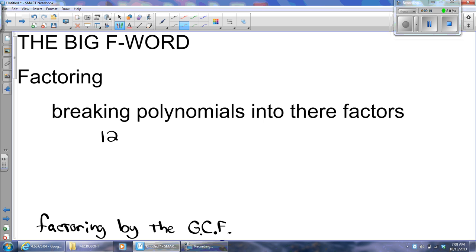For example, 12. Well, the factors of 12, especially if I do the prime factorization, pardon me, 3 times 4, and then 2 times 2. So the prime factorization of 12 is 2 times 2 times 3, right? That's what we're going to be doing. We're going to be breaking it down into its prime factors, so it can't be broken down anymore.